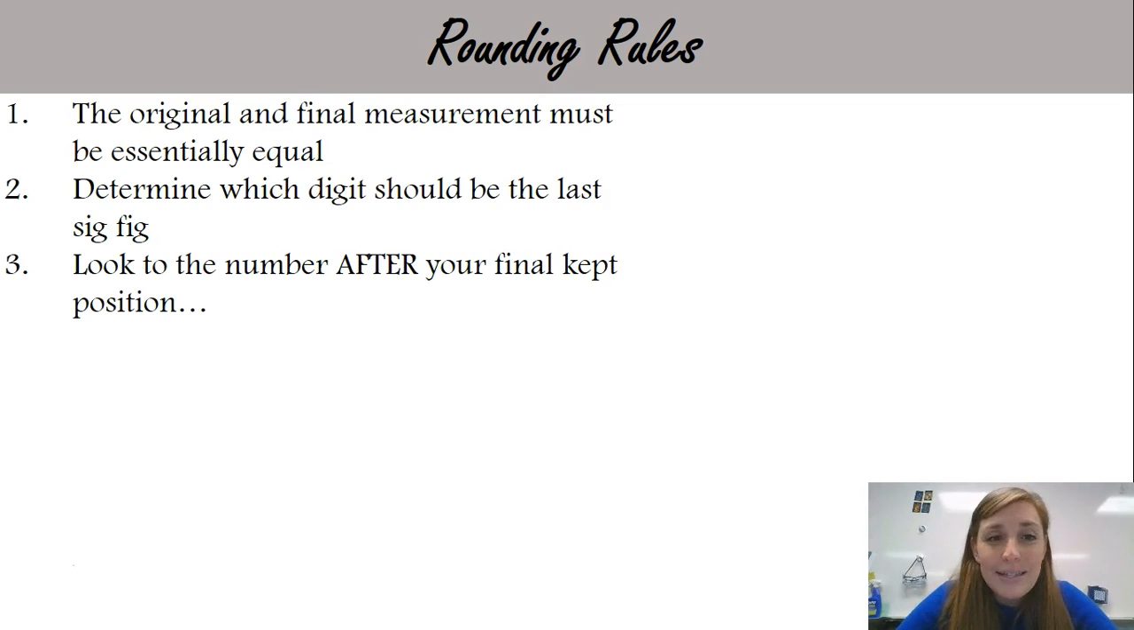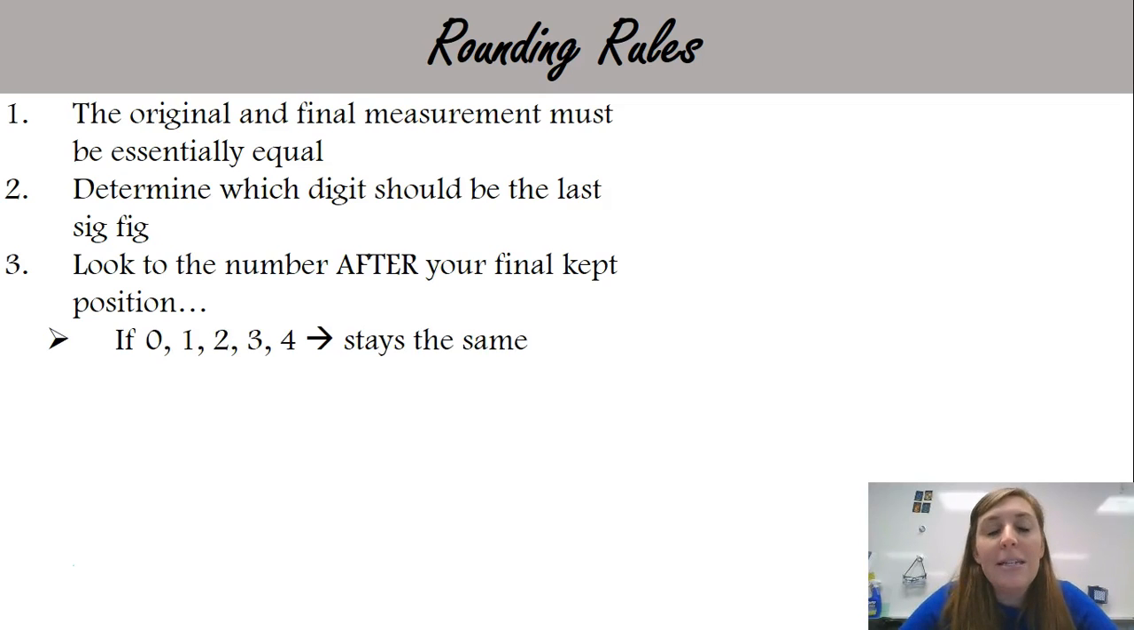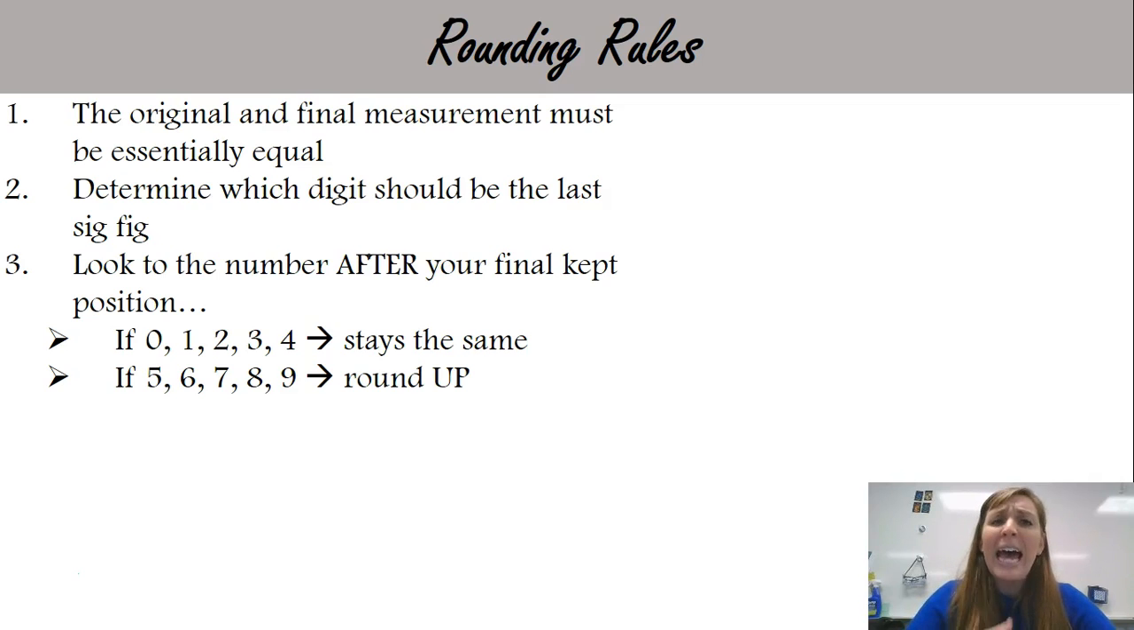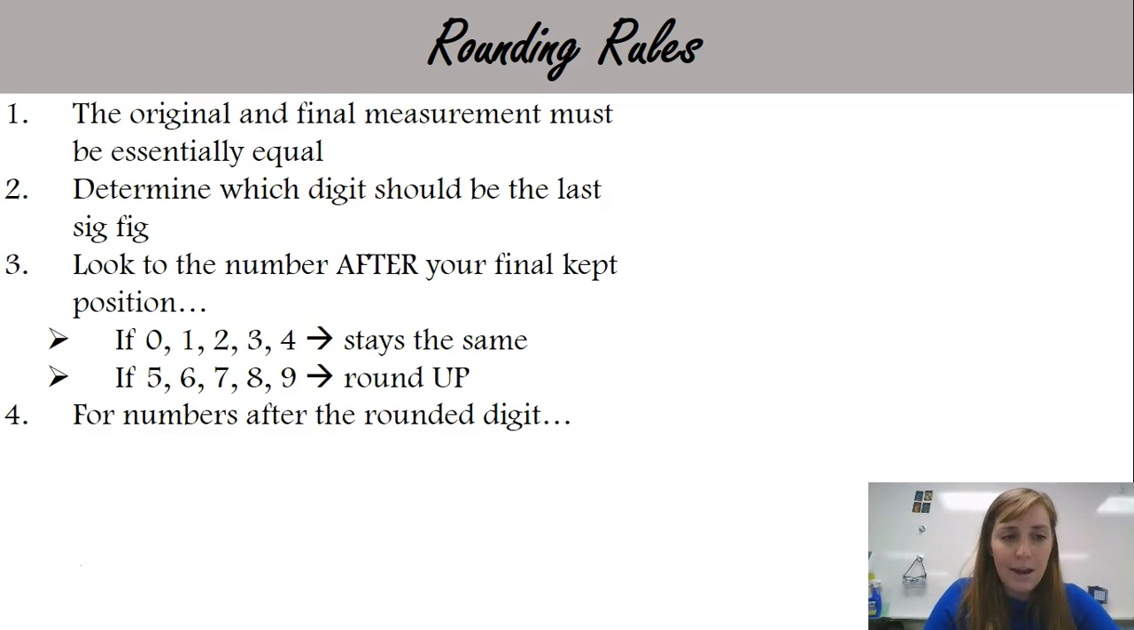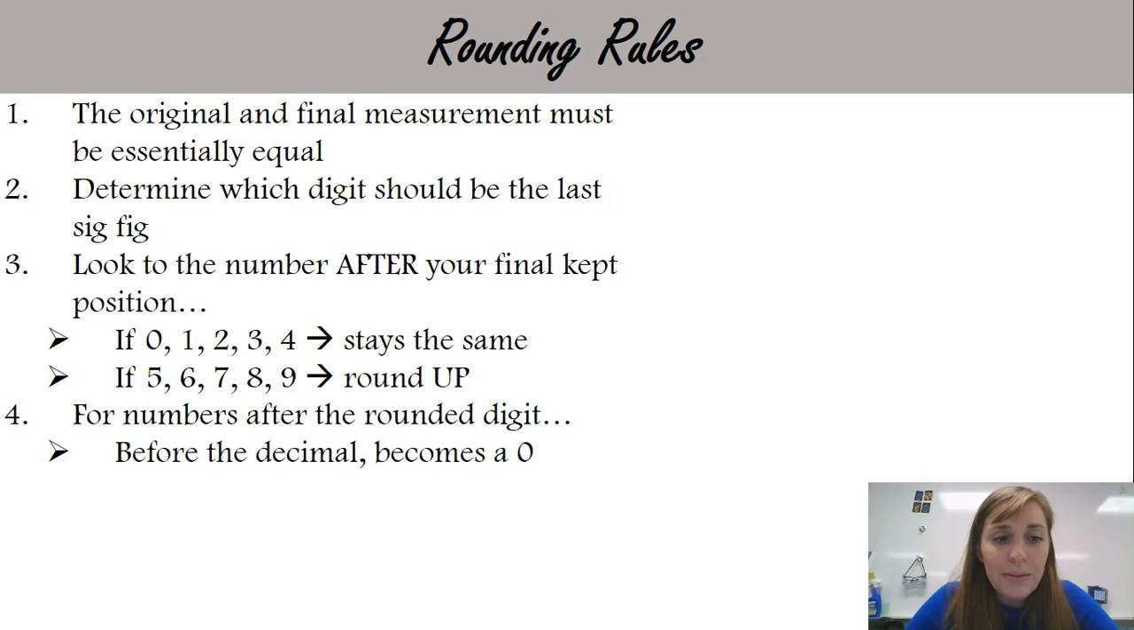Once you figure out what your last digit is, you're going to look at the digit after the last digit. If it is a 0, 1, 2, 3, or 4, then your last kept digit where you're rounding stays the same. If it's a 5, 6, 7, 8, or 9, then you're going to bump it up or round it up to the next digit. And that's because it's over half, so it's closer to the next number than it is to the number it's at.